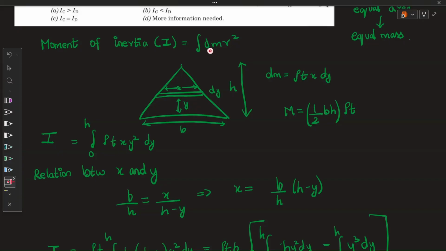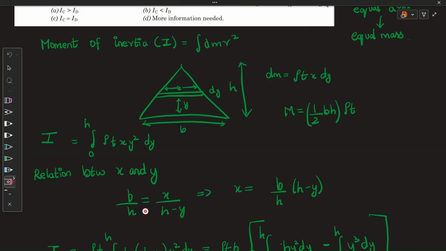This is necessary because for I, moment of inertia, first let me expand dm. dm is nothing but, let the density of the material be rho, into thickness into area, right? So the area is x dy of this particular small component. And we have mass is the total area into density into thickness. That's it. Now, if you see, x varies throughout, correct? x is not a constant. So x should be related to y. That is why I am doing this relation of similarity.